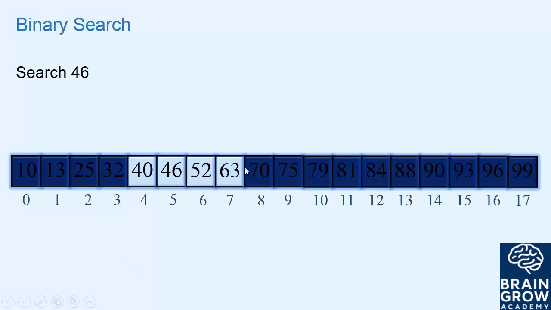Now for this subarray, this is the middle element. Now when we compare this search value with this middle element, we find that they are equal. So the search is successful. Now in the next lecture, we will see how we can implement this procedure.